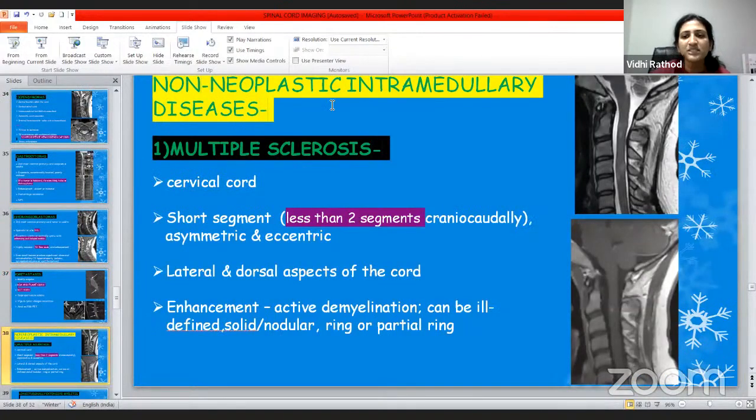Coming to non-neoplastic intramedullary diseases, number one is multiple sclerosis, most commonly seen within the spinal cord. We can remember that it is short segment because it is MS, so there are two letters. So we can remember that it spans less than two segments craniocaudally, classically involving the lateral and dorsal aspects of the cord. If there is enhancement, then we can say that the plaque is active. The enhancement can be ill-defined, it can be solid, ring, or partial ring-like.